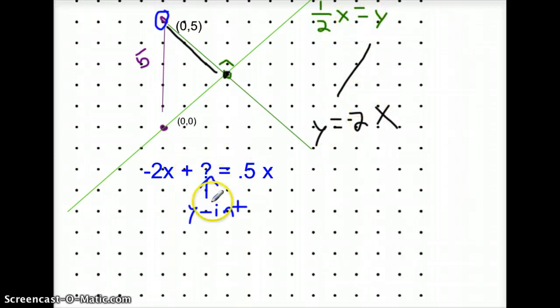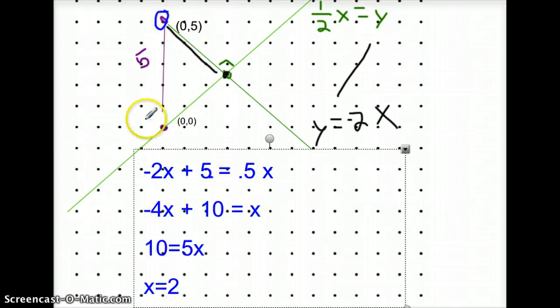To find what my y-intercept is, I look at my point up here. And so it's easy to see that my y-intercept is going to be 5, because that's where this line will intersect the y-axis. And the y-intercept in this line is 0, so I don't need to add anything to this side. Now I just do the math.